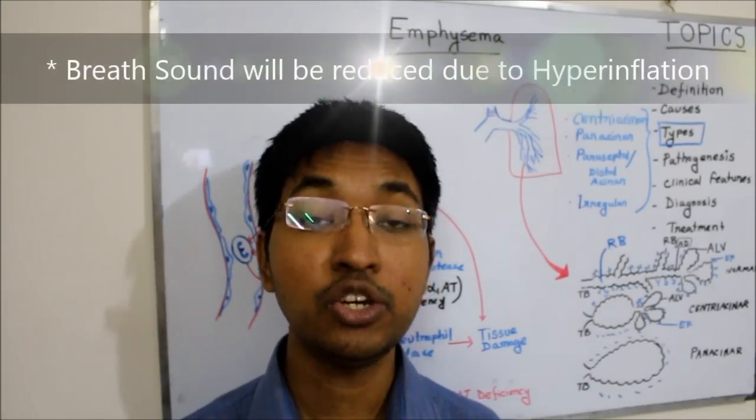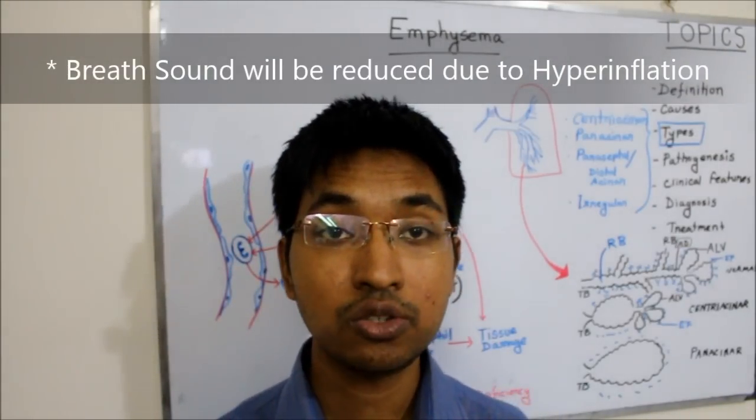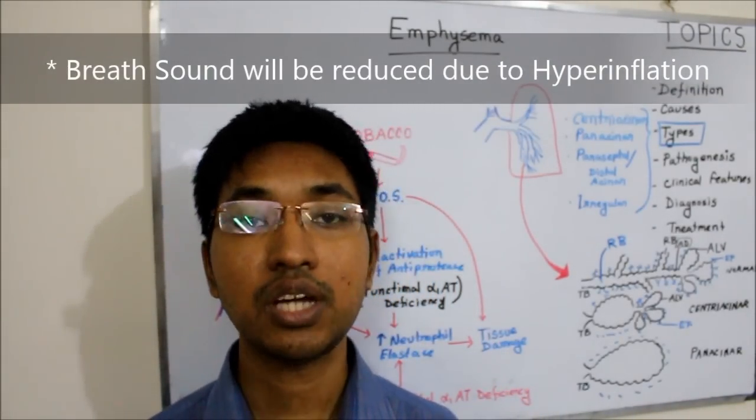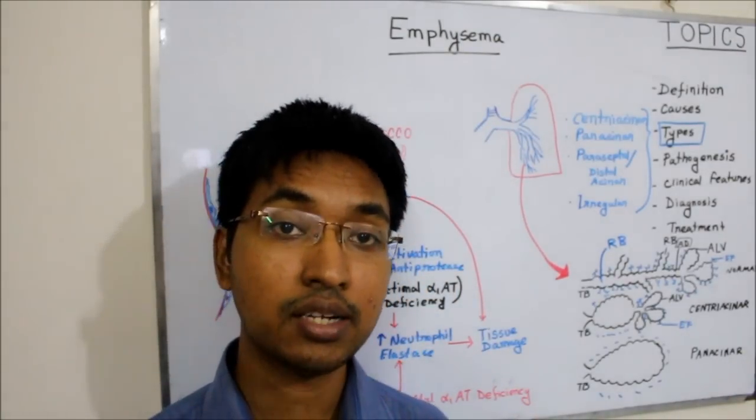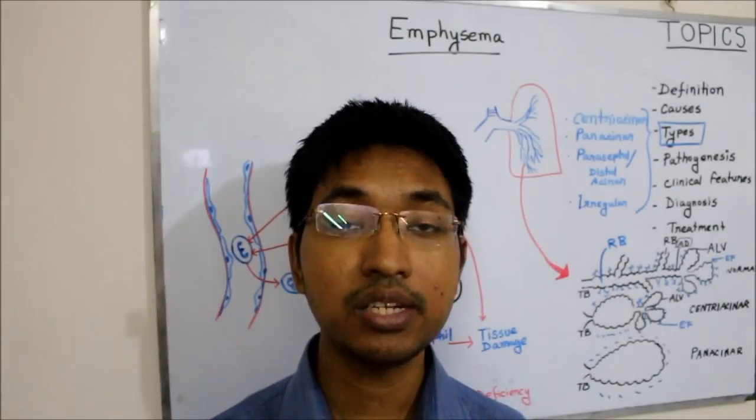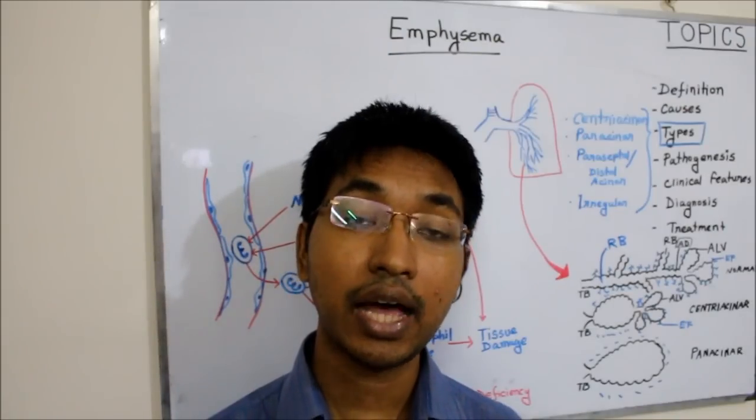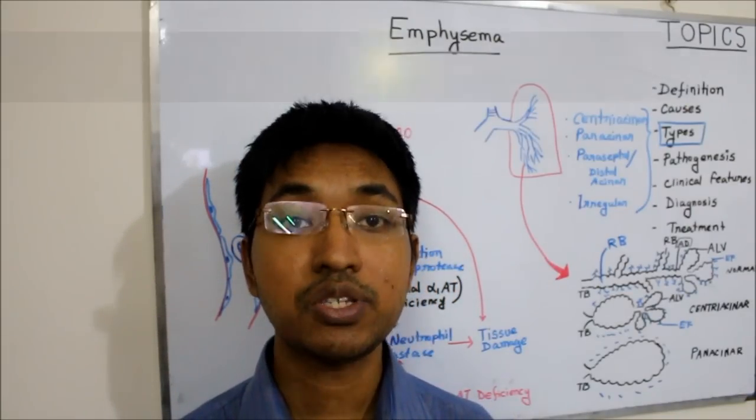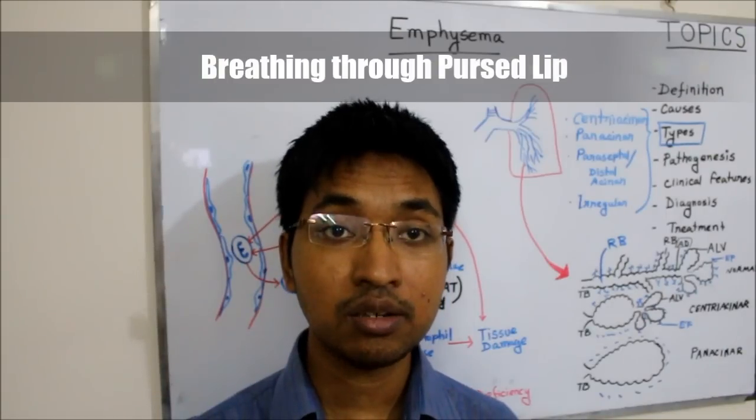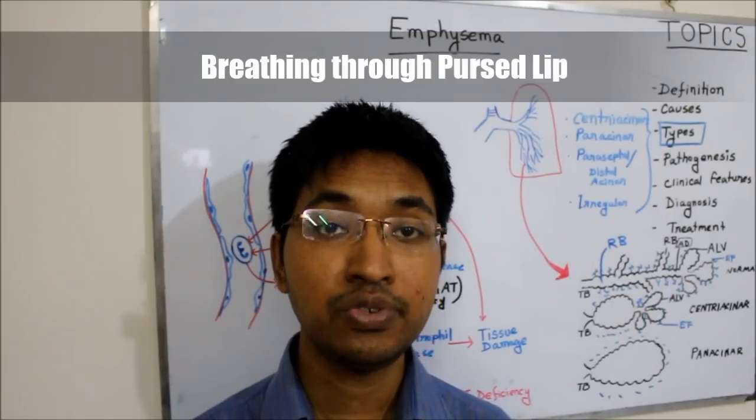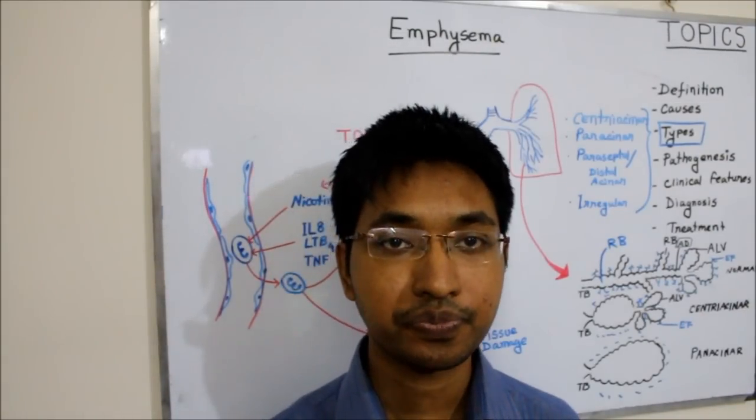He or she will also have prolonged expiration and will try to breathe through pursed lips. You know, the type of lip we see when we try to whistle or gently blow a candle. The idea behind breathing through pursed lips is that it creates a back pressure, and that back pressure keeps the airway open, particularly during expiration, and that's how an emphysematous patient tries to breathe air out.